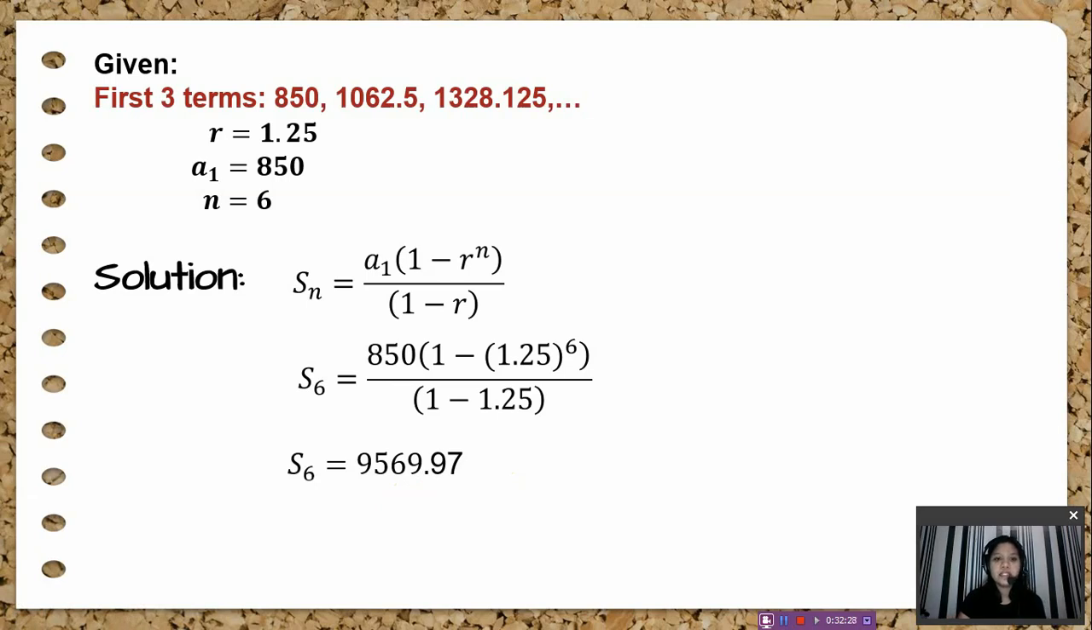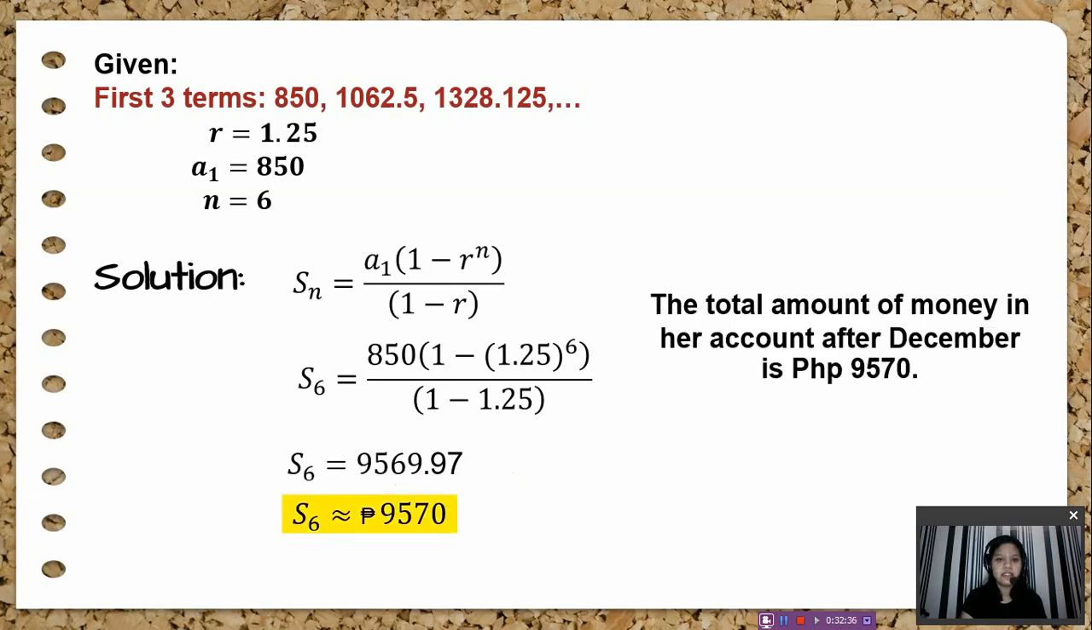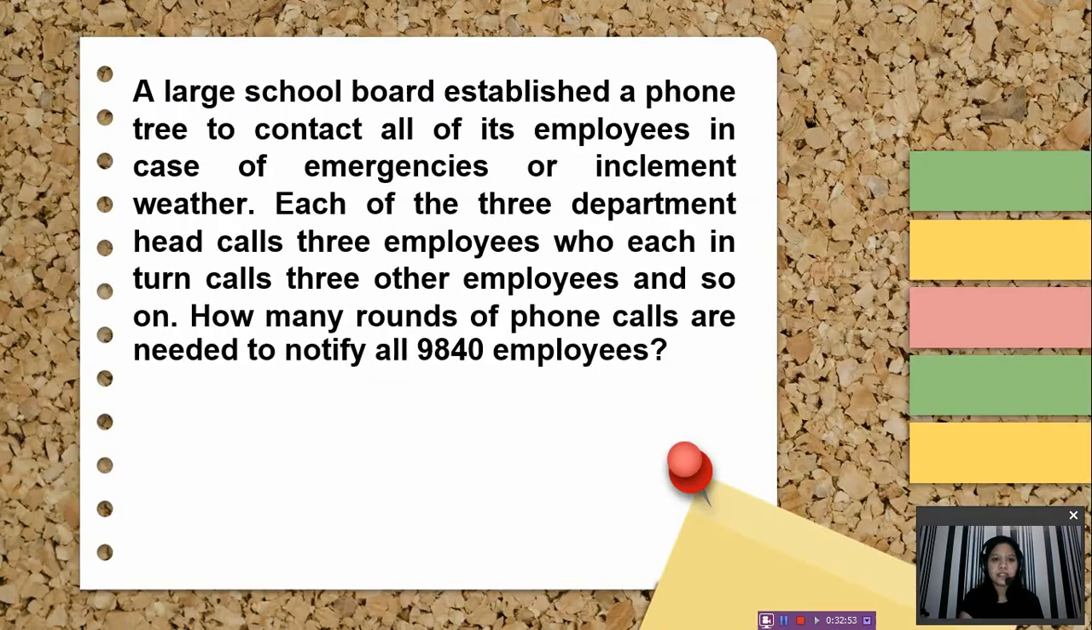What did the problem say? Round to the nearest peso. So, we need a whole number only. So, S sub 6 is approximately 9,570. Therefore, the total amount of money in her account after December is 9,570 pesos. Now, for the next problem, please pause the video and answer this on your own. Then continue watching the video after you have answered.